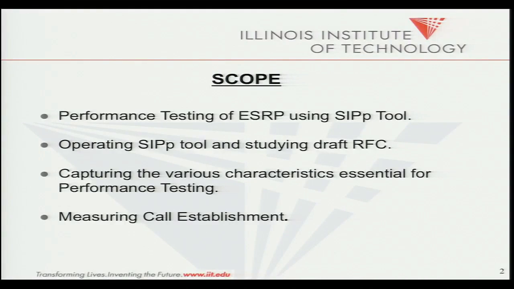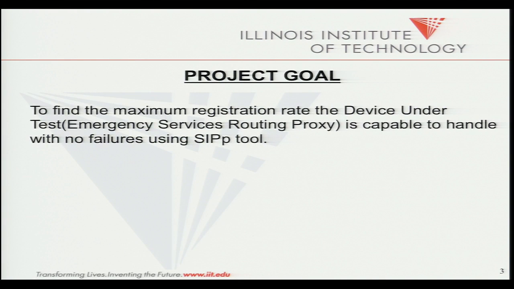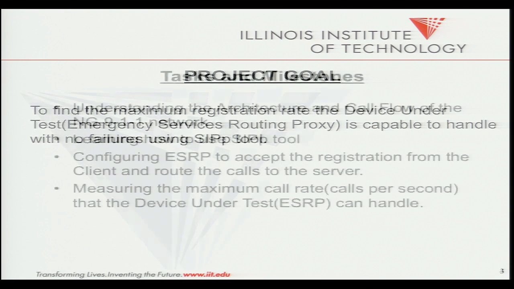So the scope of our project is to perform the testing of the ESRP, which is the Emergency Services Routing Proxy, and we use the SIP tool to track the SIP protocol. So we need to know the operation of the SIP tool, and we need to capture the various characteristics for the performance testing, and we test the call establishment rate. And the main project goal is to find the maximum registration rate that the device under test, which is the Emergency Services Routing Proxy, is capable of handling without any failures, and that we do using the SIP tool.